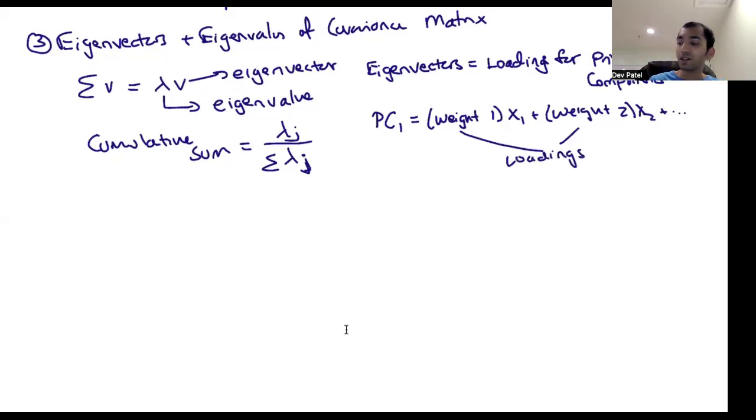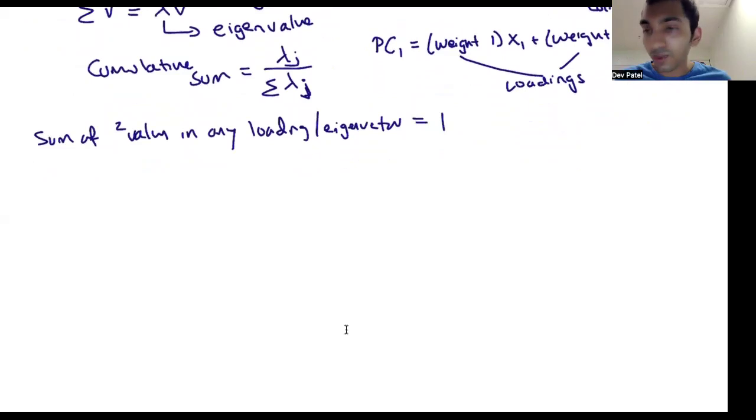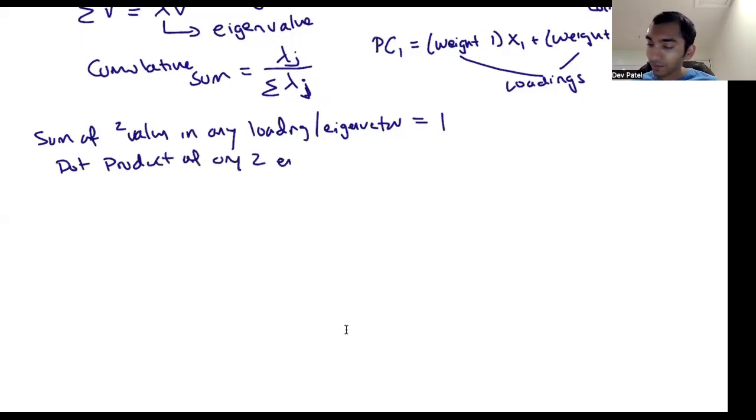How do we transform the original data set to get our new principal components? These are the eigenvectors themselves. Some of the properties of eigenvectors are that the sum of the squared values in any loading or eigenvector is one. Eigenvectors are orthogonal to one another. These loadings are orthogonal to one another, so the dot product of any two loadings or eigenvectors is zero. That's a reason why they are also uncorrelated and independent.